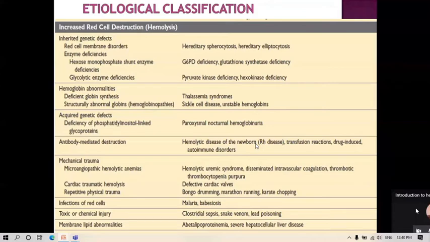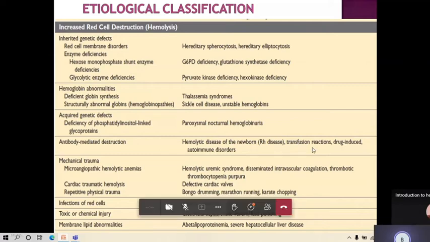Transfusion reaction, similarly: if the patient's blood is B positive and you transfuse A positive blood, we are all aware that we have corresponding antibodies, not the similar antibodies, we have corresponding antibodies. So you have to be very cautious while giving blood. Those transfusion reactions will have severe hemolysis.